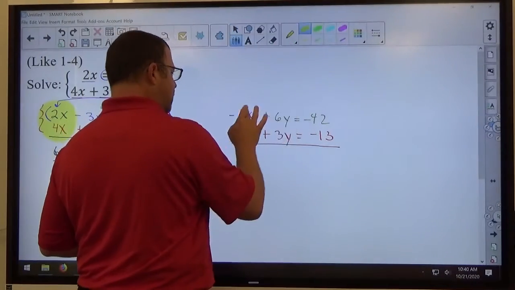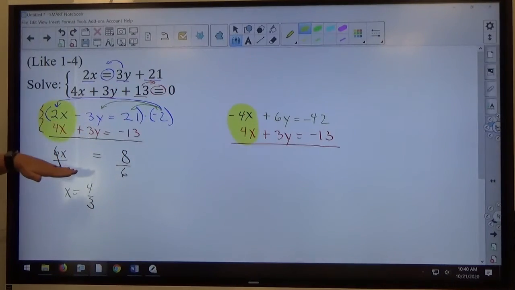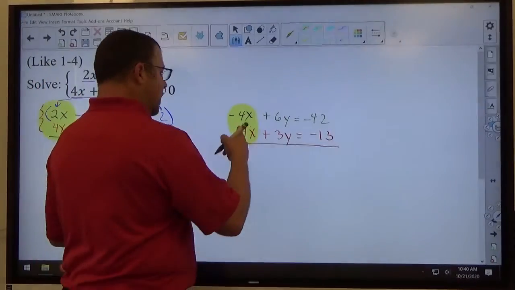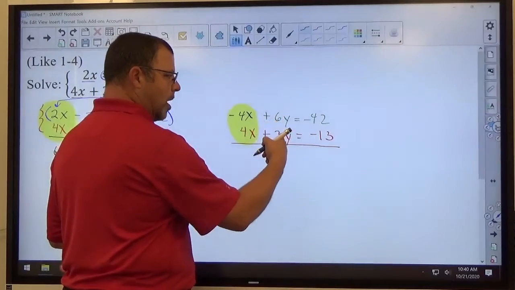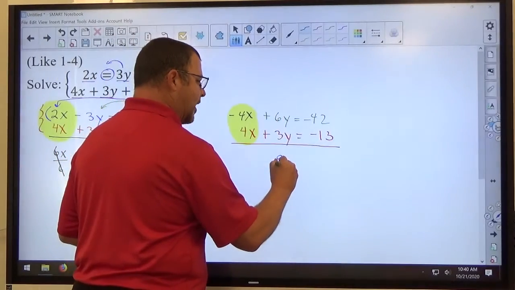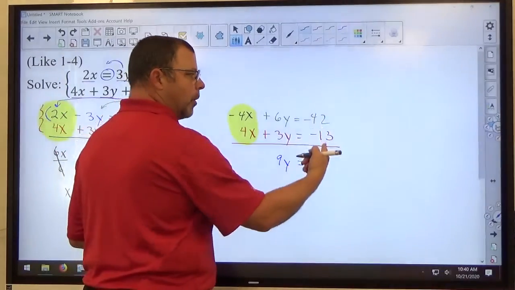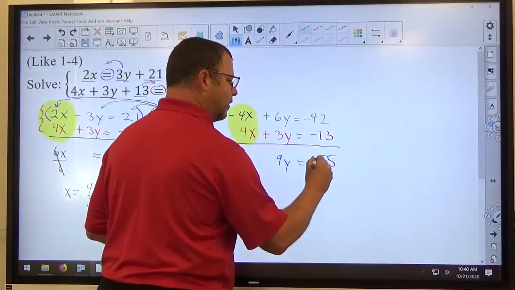And you can see now that my x's are opposites, just like the y's were opposite here. I could add them together to get rid of y. Now I can add these together to get rid of x. So, negative 4x plus 4x cancels, leaving us with nothing. 6y plus 3y, the signs are the same, so I add. I'm going to get positive 9y, positive because 6 is bigger. Negative 42 and negative 13 are the same sign, so I add, and 42 is bigger, so it's negative.